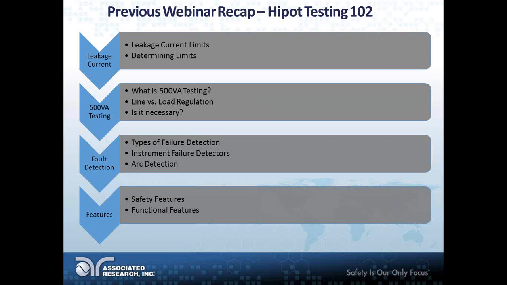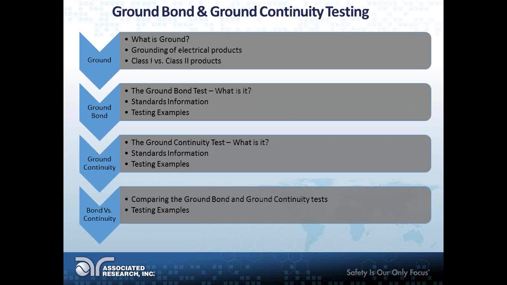And today, we are going to delve into a bit of a different topic. This is something that if you're doing HiPot testing, you are most likely doing these tests as well. I'd say probably about 90% of you, depending on the type of product you're manufacturing. But we want to talk about ground bond, also called protective bonding or protective impedance testing, and ground continuity.